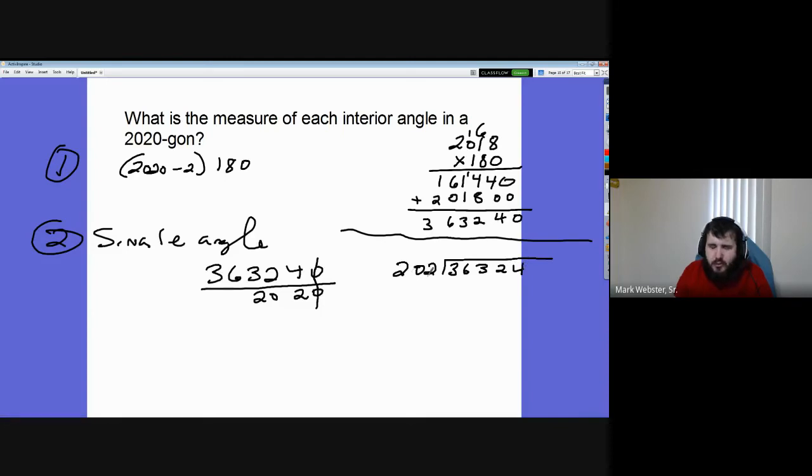All right, 202 goes into 3 0 times, 36 0 times, 363 goes in once. Drop down that 2. Now I'm going to guess that this goes in about 8 times. Oh, not quite, because times 8 would be 16, 16. This is 16, 12. So times 7 is where we are.